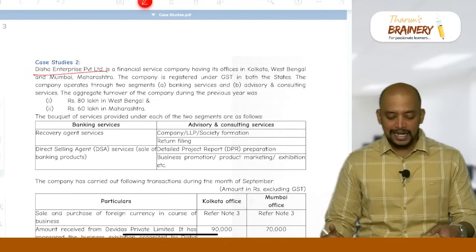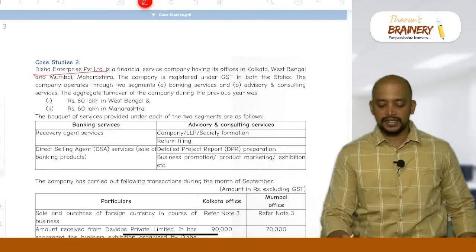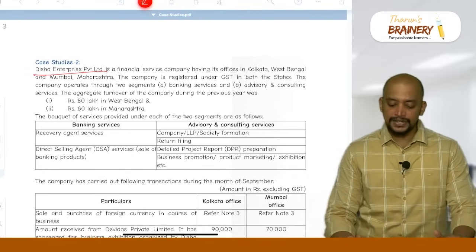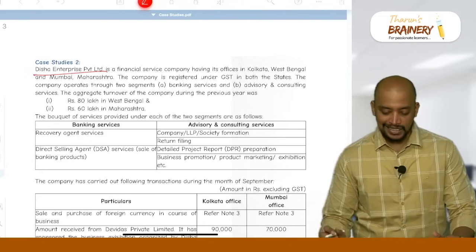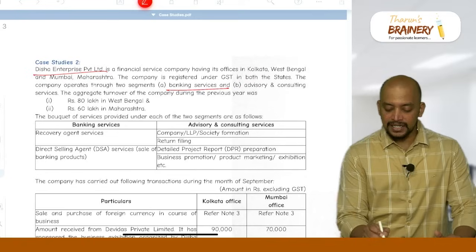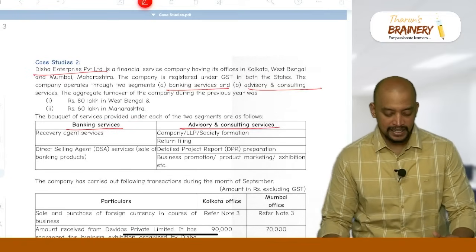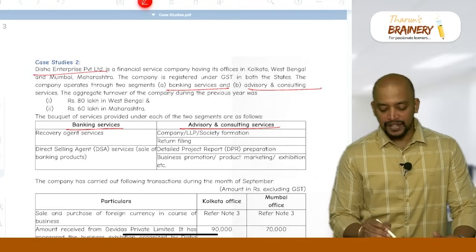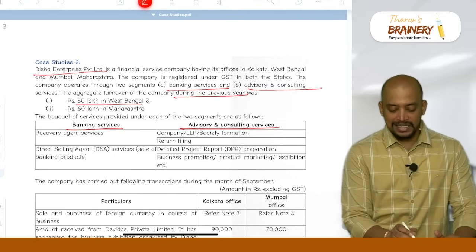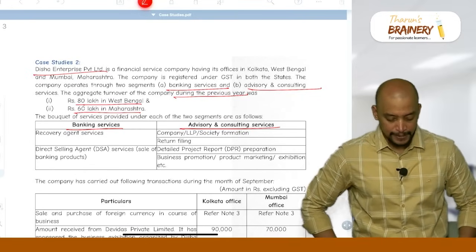First, Disha Enterprise Private Limited is a financial service company having its offices in Kolkata, West Bengal and Mumbai, Maharashtra. The company is registered under GST in both the states. The company operates through two segments: banking services and advisory and consulting services. The aggregate turnover of the company during the previous year was 80 lakhs in West Bengal, 60 lakhs in Maharashtra. That is their aggregate turnover during the previous year.